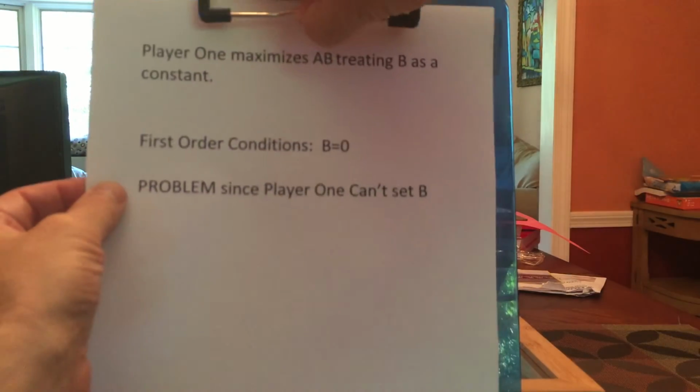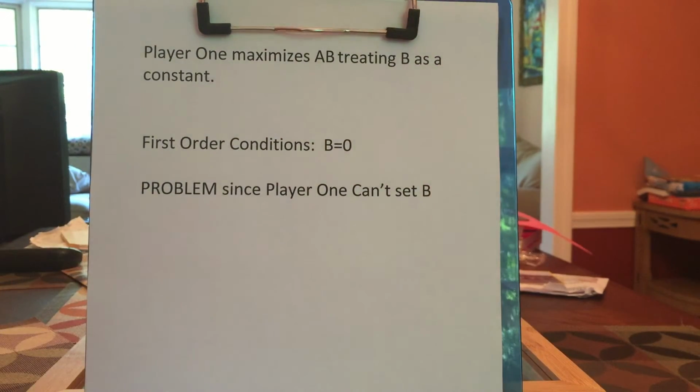Now, player 1 maximizes A times B, treating B as a constant. Well, we take the derivative of A times B. If A is the variable and B is the constant, we get B equals 0. But don't go setting B equal to 0, because remember, player 1 controls A. Player 1's first order conditions are telling him to set B equal to 0. We've got a bit of a problem because player 1 has no control over B. The calculus doesn't work here.